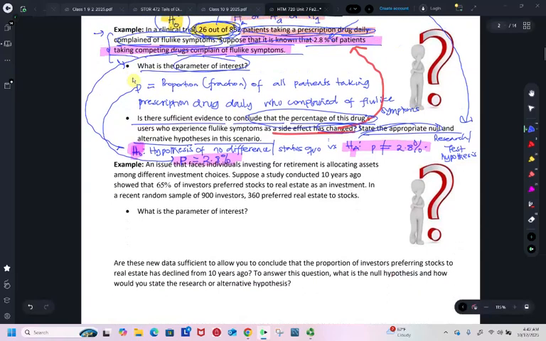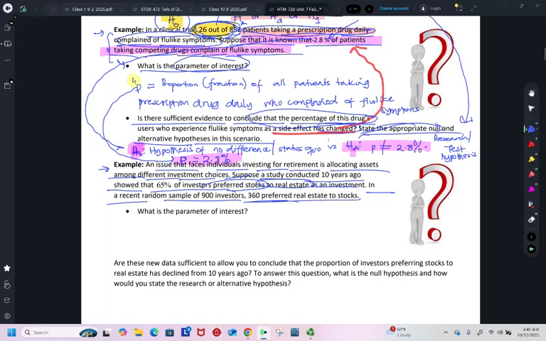Here's another example. An issue that faces individuals investing for retirement is allocating assets among different investment choices. Suppose a study conducted 10 years ago showed that 65% of investors preferred stocks to real estate as an investment. In a recent random sample of 900 investors, 360 preferred real estate to stocks, which means that the remaining 540 preferred what? Stocks to real estate.